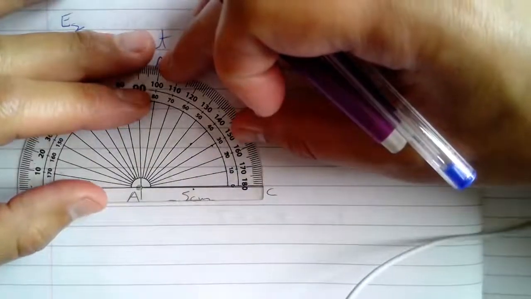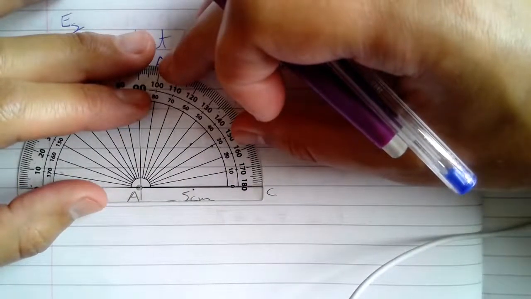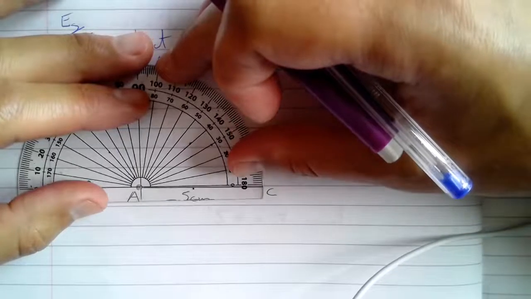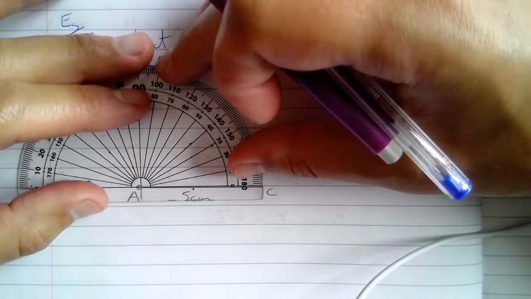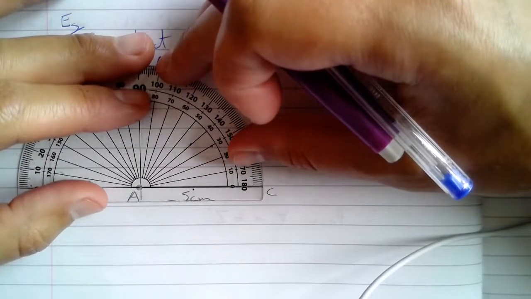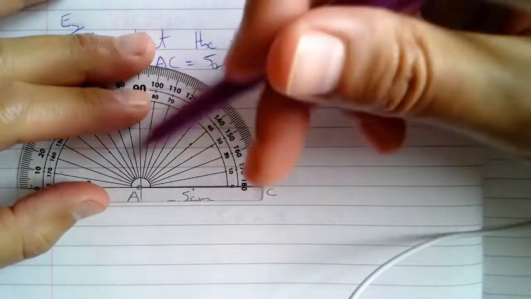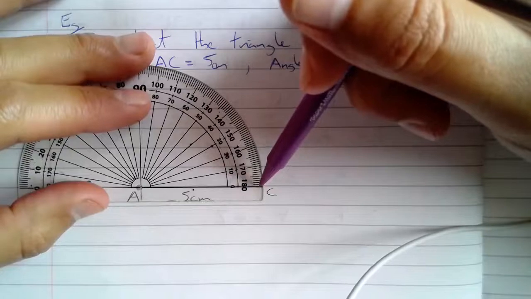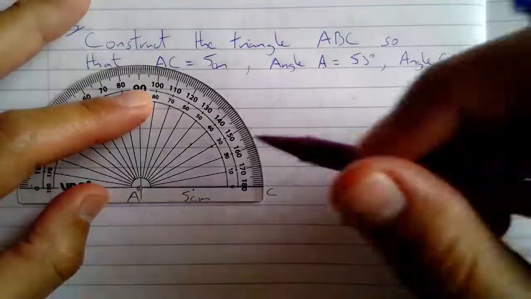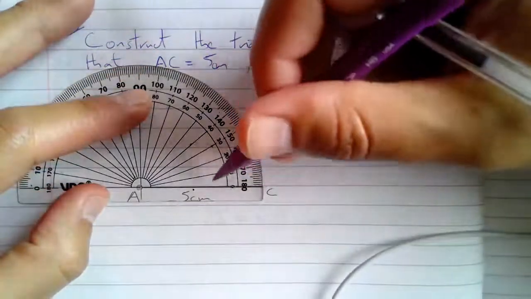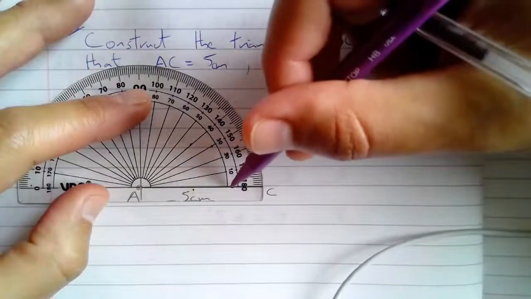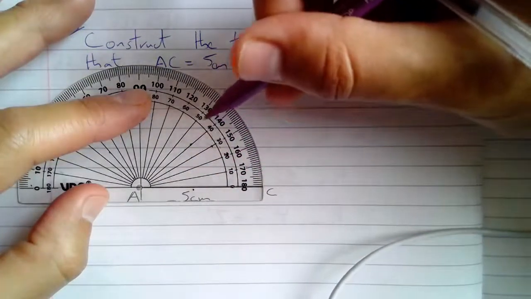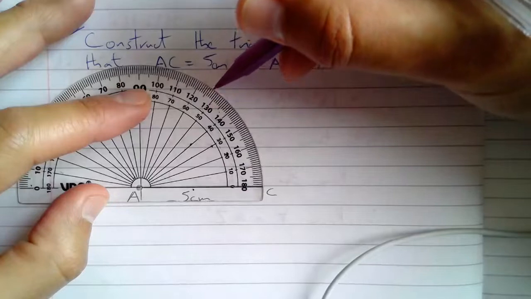Basically, if you've got a really thin pencil, this line should look really thin. If it looks quite thick, that's because it's slightly off. That looks quite thick there. That looks a lot smaller there. Make sure the line is lined up all the way along to this last bit here. Okay, so the angle is 53 degrees. Because I'm going anti-clockwise, I use the inner ring, 10, 20, 30, 40, 50, and then 3 blips more.